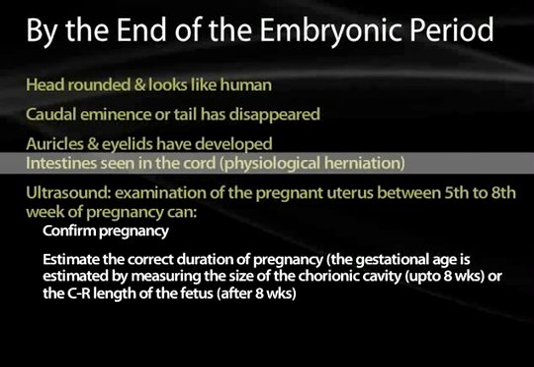In fact, at the end of this period, there'll be a physiologic herniation where the embryo's internal organs are growing so quickly that they just don't fit inside the abdominal cavity, so they naturally herniate out into the umbilical cord.